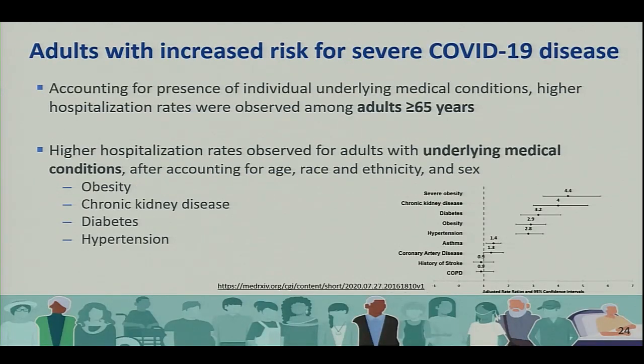And finally, the work group reviewed data on adults with increased risk for severe COVID disease that was presented earlier today. Accounting for the presence of individual underlying medical conditions, higher hospitalization rates were observed among adults 65 years of age and older. In addition, higher hospitalization rates were observed for adults with underlying medical conditions, as shown here, with obesity, chronic kidney disease, diabetes, and hypertension as some with the strongest association. Next slide.